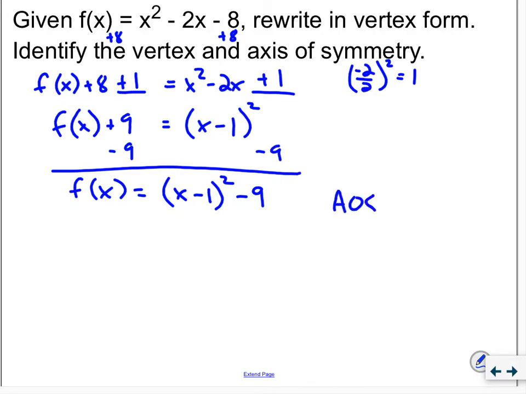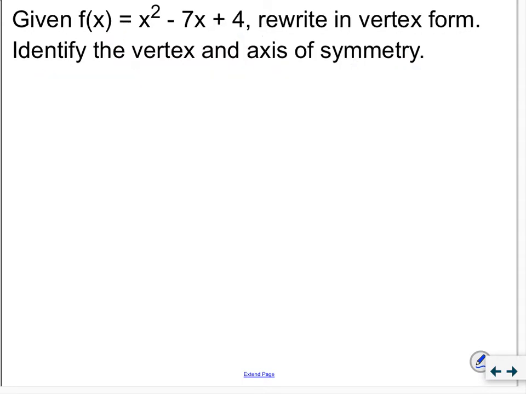So my axis of symmetry is the x value of the vertex. So x equals 1. And my vertex is at 1, -9. Pretty neat. There's our vertex, there's our axis of symmetry. So that's really about it. We can make it a little bit trickier. Let me show you a couple things how.